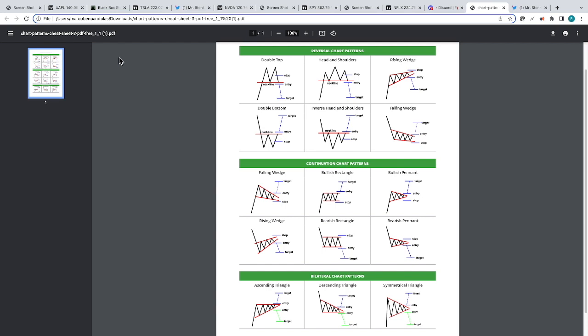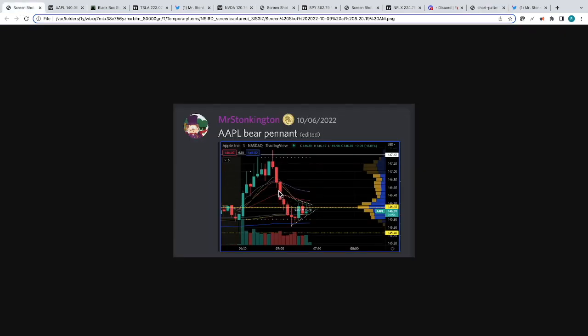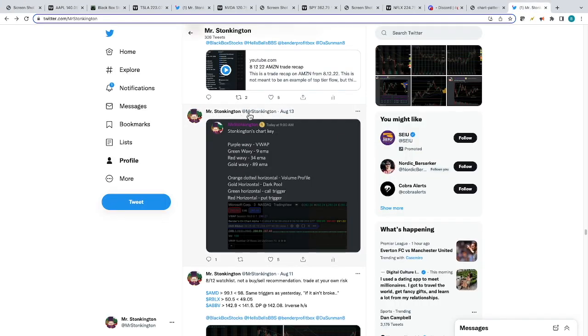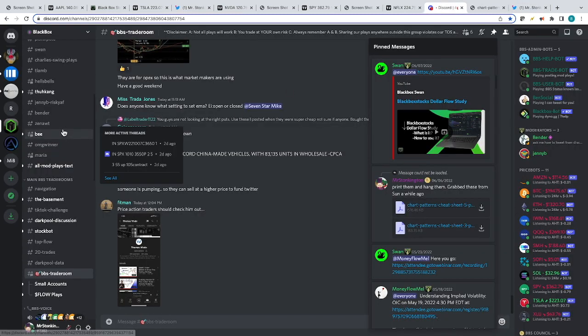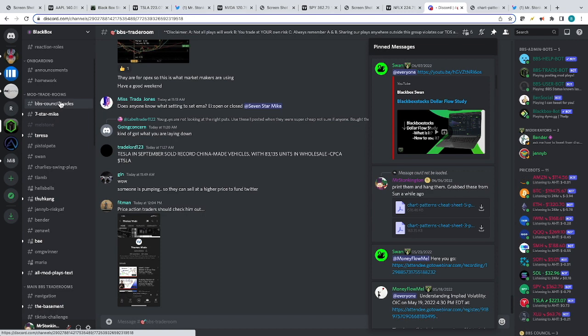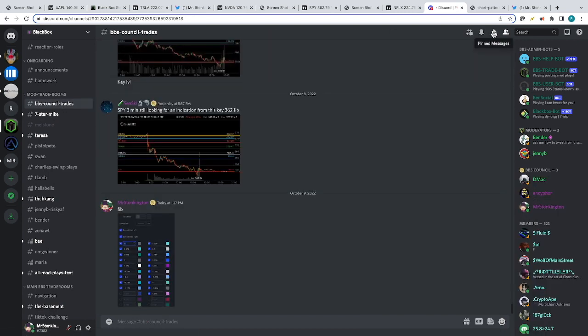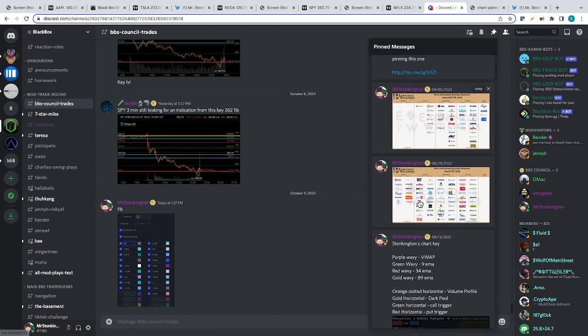And while doing that, I'll also be going through these indicators that I use on the chart. To get the list of the indicators, if you follow me on Twitter, I posted my chart key back on August 13th. If you are on the Blackbox Discord, my chart key is here in the council room and pinned right down here.